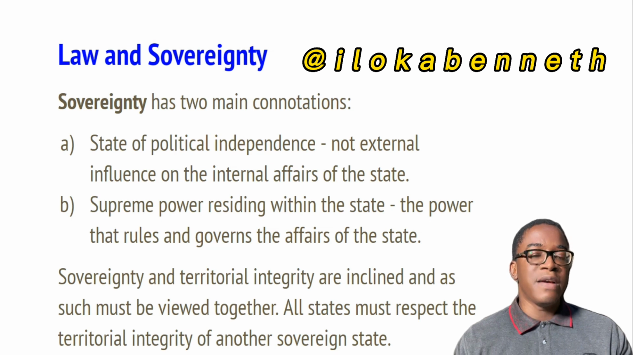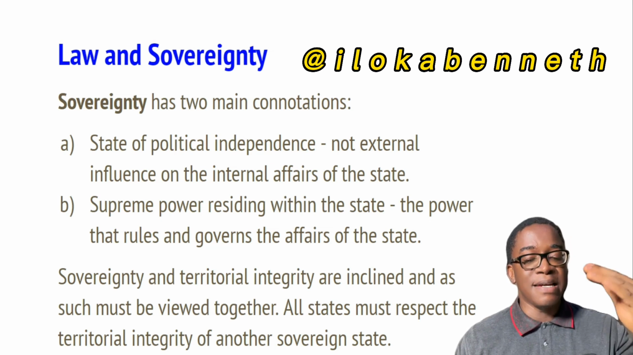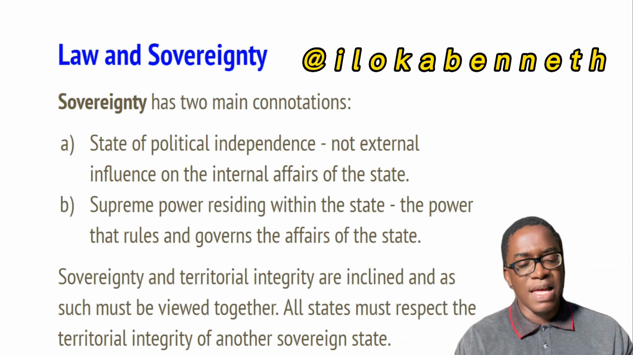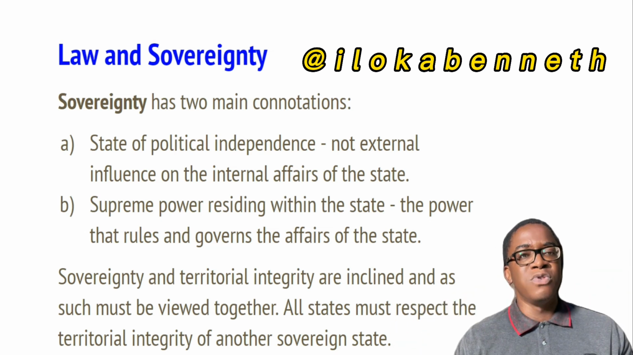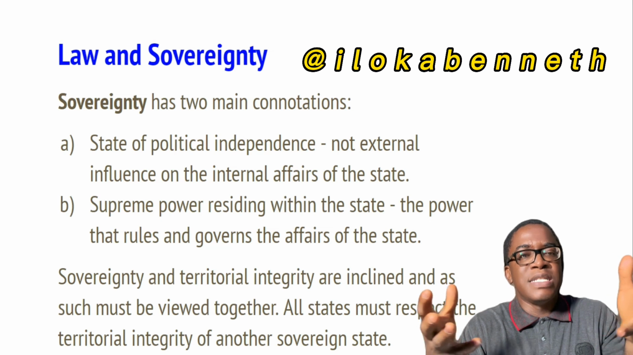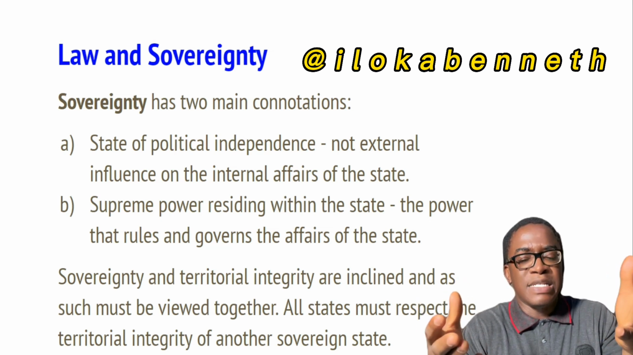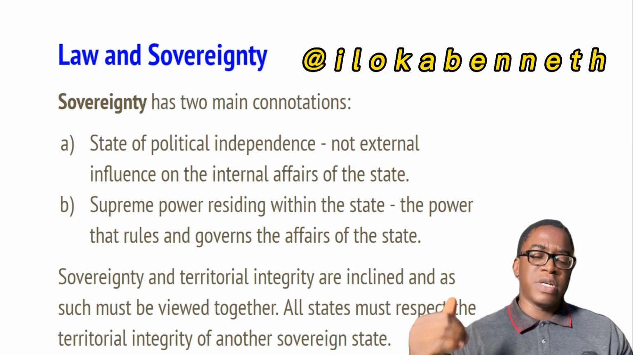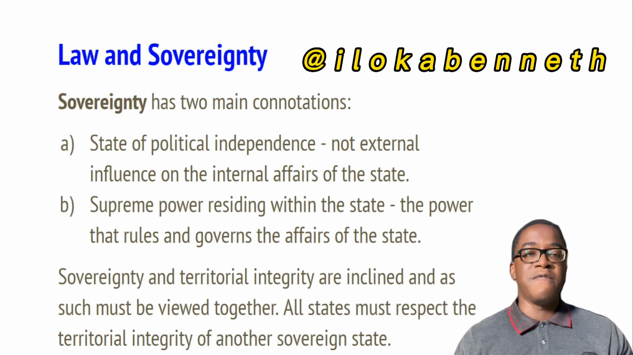So sovereignty and territorial integrity are inclined and aligned together, and as such must be viewed as a single unit. They must be viewed together as a single unit. Are you getting the point? So all states must respect the territorial integrity of one another.